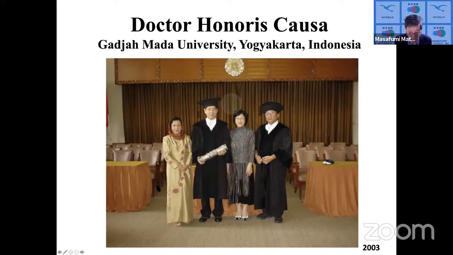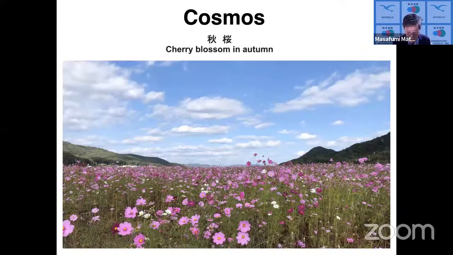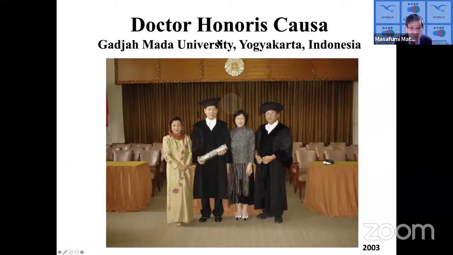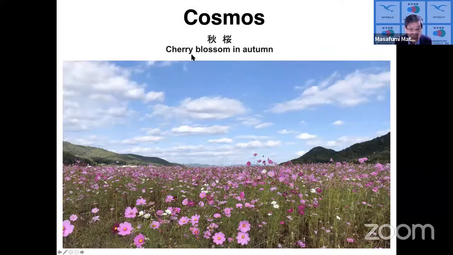By the way, I assume it's hot in Jakarta. Then I will invite you to cool Japan in the next slide. This picture shows a cosmos field. Cosmos is described as Akisakura in Japanese, which means cherry blossom in autumn. So please enjoy these flowers.